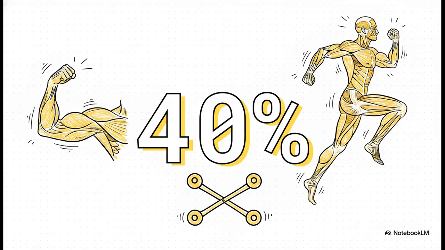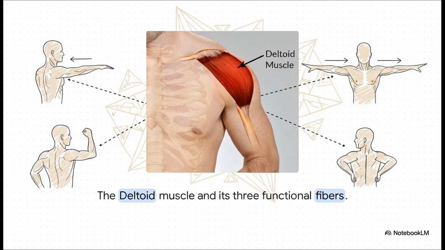These are the powerful biological levers that allow us to interact with the world, to run, to jump, and to lift. Let's look at a prime example in the upper body, the deltoid. This large triangular muscle is what gives the shoulder its rounded contour. But it's remarkably versatile because it has three distinct sets of fibers.